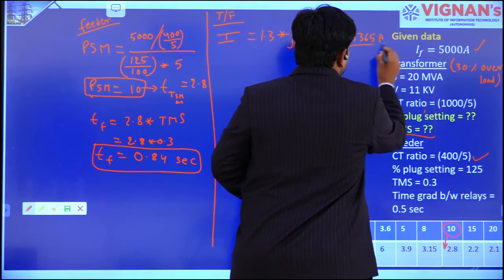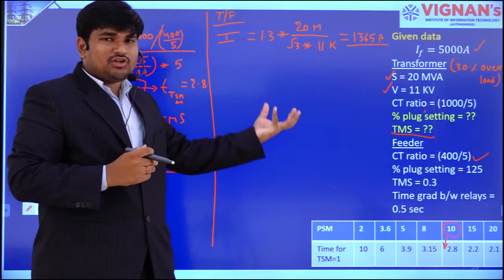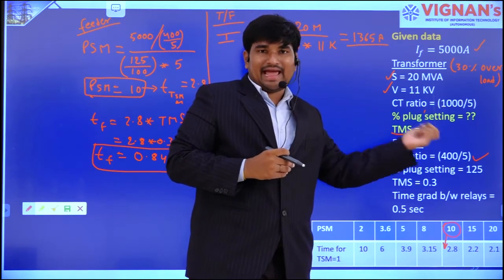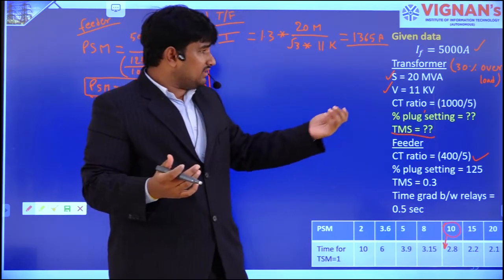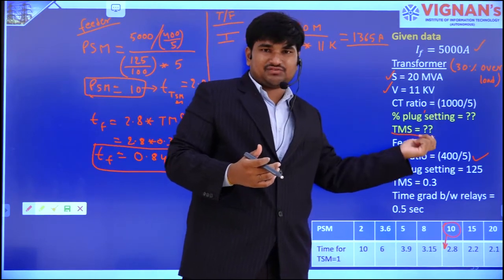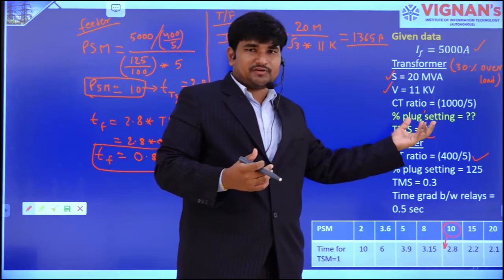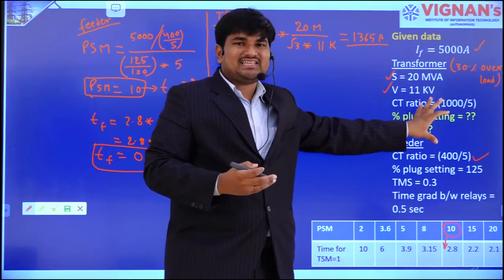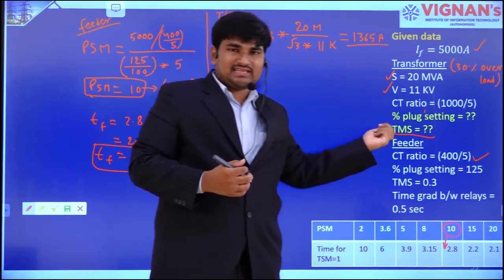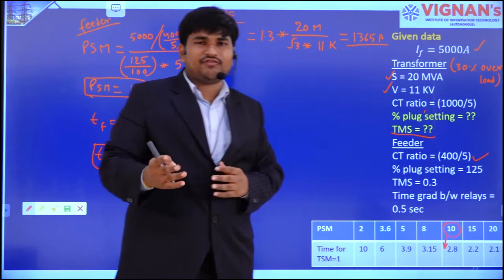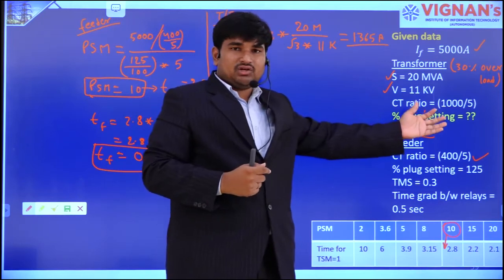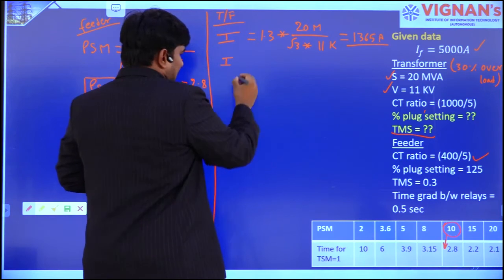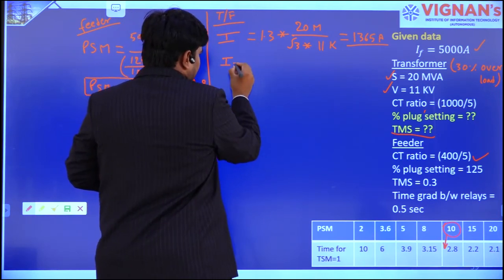1365 amperes. This is the amount of current that is flowing through the transformer as well as the CT primary of the transformer. Let me calculate, during this condition, the amount of current that is passing through the secondary side of the relay, which is the transformer relay current, ITF.